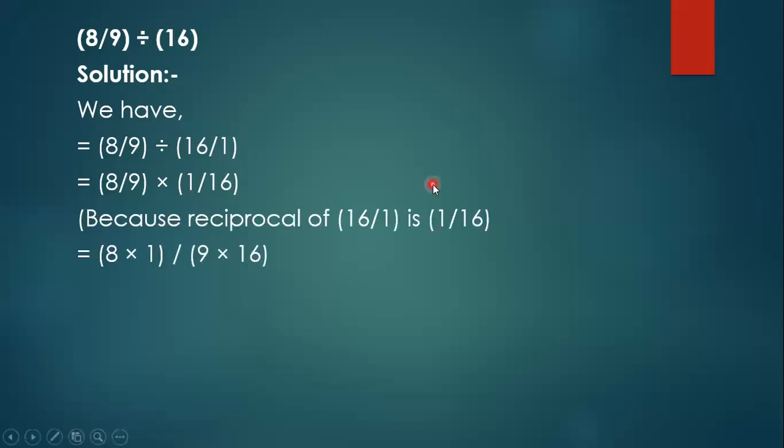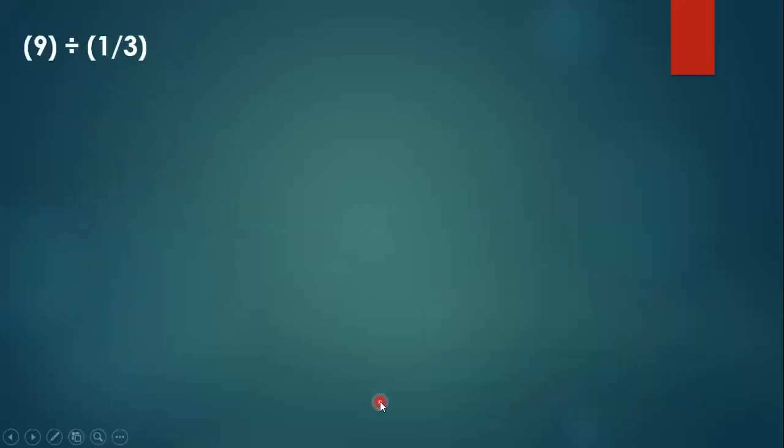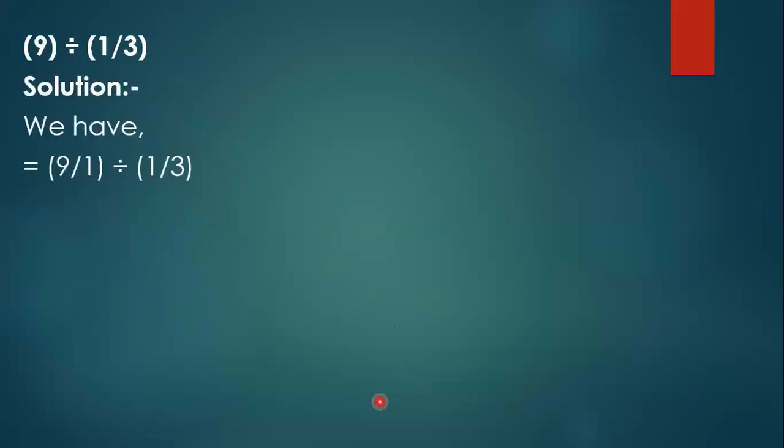Let's find the multiplication. Children, here you can see 8 and 16 get cancelled with each other 1 time and 2 times. So what we are left with, 1 multiplied by 1 gives us 1 in the numerator. 9 multiplied by 2 gives us 18 in the denominator. Is this clear, children? Next, we have 9 divided by 1 by 3.